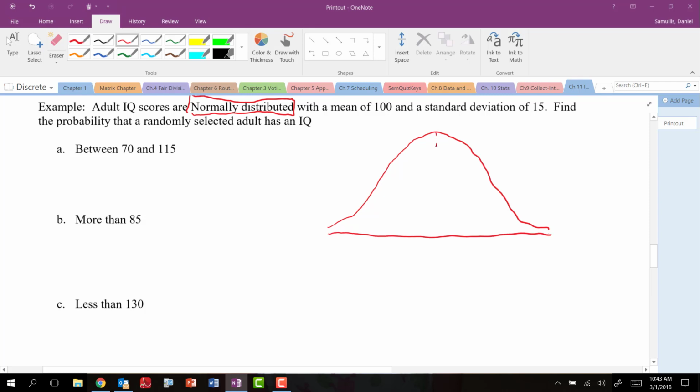Did you read it? If you read it, what number goes right here? 100. What number goes right here? 115. You got it. What number goes right here? The standard deviation is 15. So one deviation to the right is add 15. Another deviation to the right is add 15. Another deviation to the right is add 15. Here's 3 deviations. And then go to the left. What number is this? 85. What number is this? 70, right? What number is this?